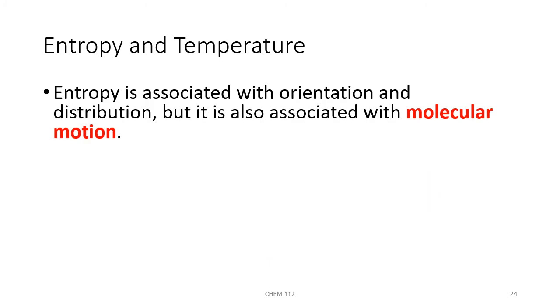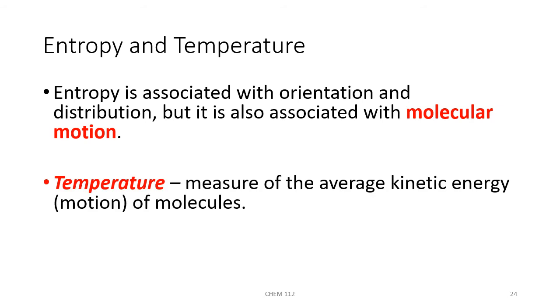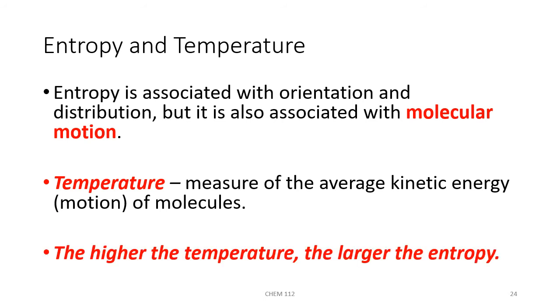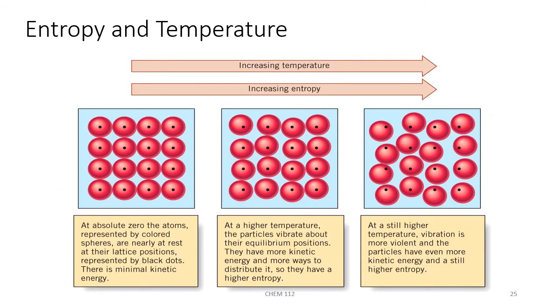Entropy is associated with orientation and distribution, but it's also associated with molecular motion. When we measure the temperature of something, we're measuring the average kinetic energy, or the motion, of those molecules. Therefore, the higher the temperature is, the larger the entropy of that substance will be. When you increase the temperature, you're increasing the average kinetic energy. At absolute zero, which is 0 Kelvin, the atoms are not moving at all.